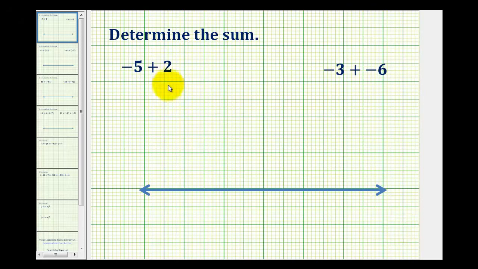When first learning how to add integers, I think it's important to try to make sense of the sum before we take a look at the formal rules for adding integers. To do this, we can think of a negative number as a loss of money, and we can think of a positive number as a gain of money.